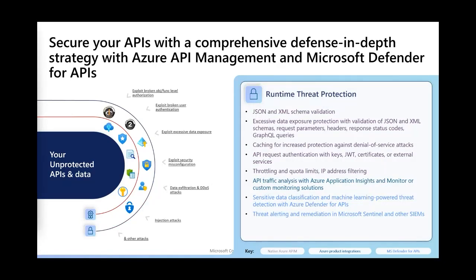Azure API management can help with schema validation and ensuring that caching is enabled for increased protection against denial of service attacks, and handle the authentication mechanisms, as well as enforce rate limiting and IP address filtering. It can also produce insights with Azure Application Insights or Azure Monitor.